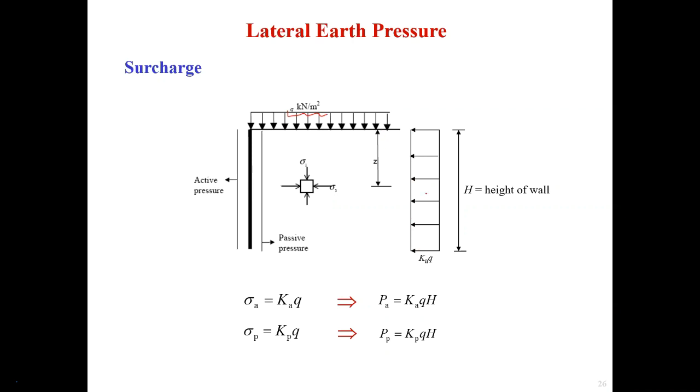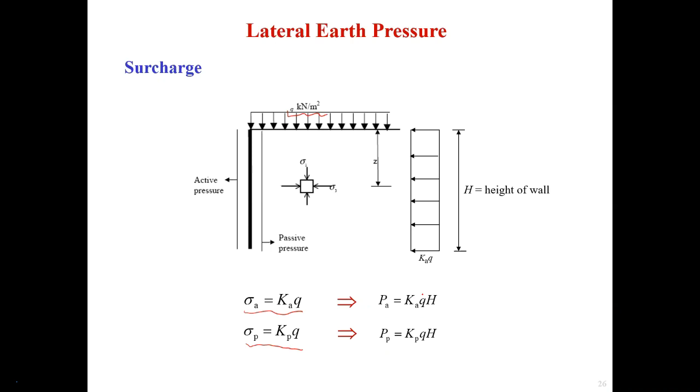But normally in reality, as the depth becomes deeper and deeper, the influence will be smaller and smaller. But we just assume this value doesn't reduce at all. So we just assume it's a constant pressure acting all the way down vertically. So the additional lateral active or passive pressure due to the surcharge acting on the wall are given as sigma A equal to KAQ or sigma P equal to KPQ. If you have the surcharge on top here, then for the passive case it will be KPQ, and for the active case it will be KAQ.